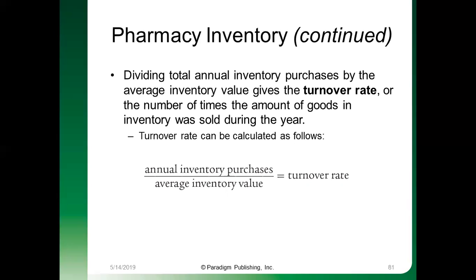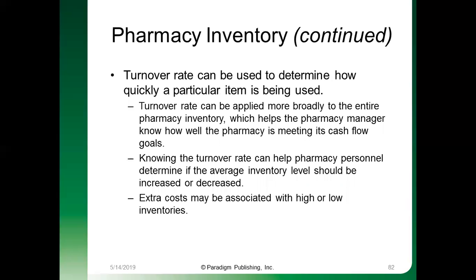Turnover rate can be calculated as follows. So the annual inventory purchase, which we just did earlier, divided by the average inventory value will give you the turnover rate. Turnover rate can be used to determine how quickly a particular item is being sold. Turnover rate can be applied more broadly to the entire pharmacy inventory, which helps the pharmacy manager know how well the pharmacy is meeting its cash flow goals.